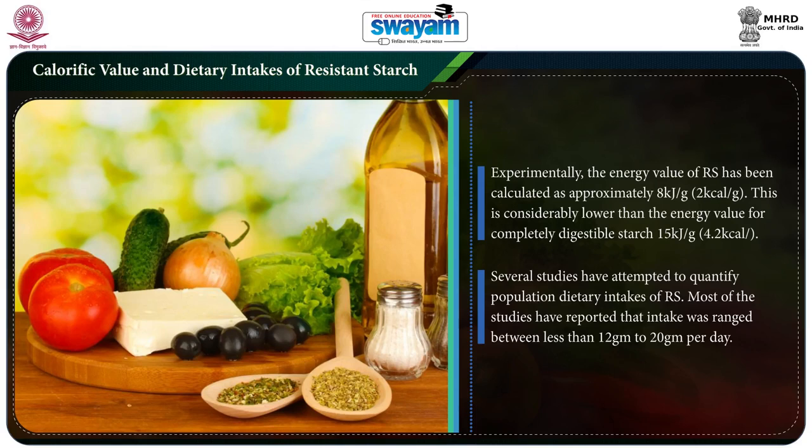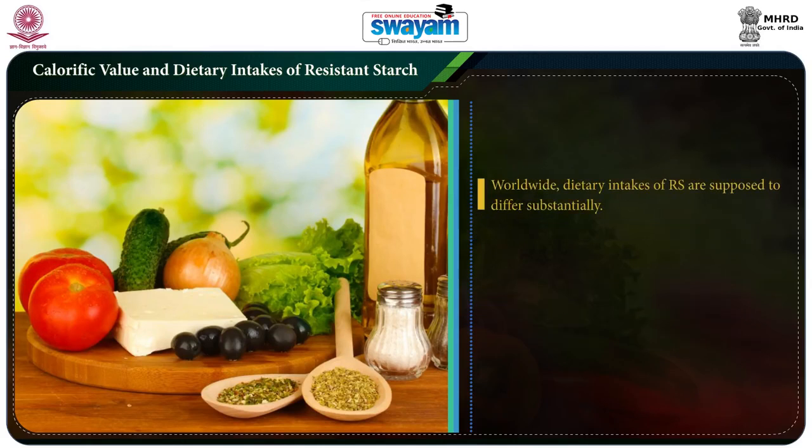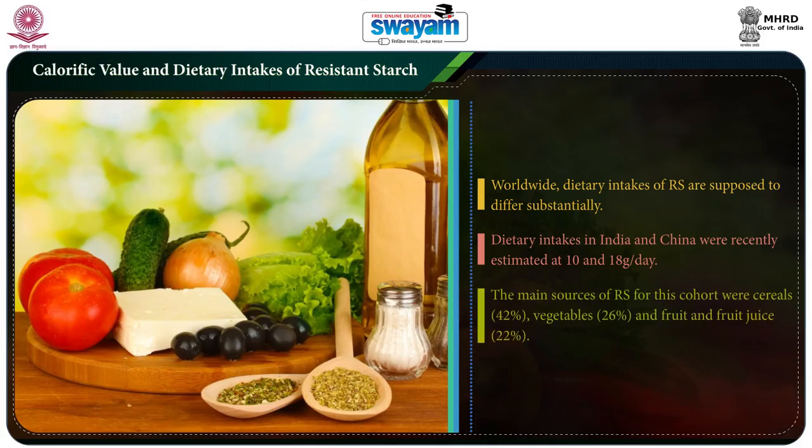Most of the studies have reported that intake ranged between less than 12 grams to 20 grams per day. Worldwide, dietary intakes of resistant starch are supposed to differ substantially. Dietary intakes in China and India were recently estimated at 10 and 18 grams per day. The main sources of resistant starch in this cohort study were cereals at 42%, vegetables at 26%, and fruit juices at 22%. The study was reported by AP Nugent.